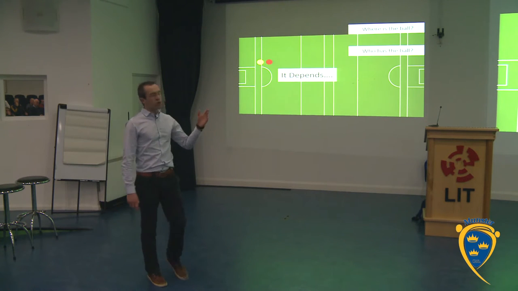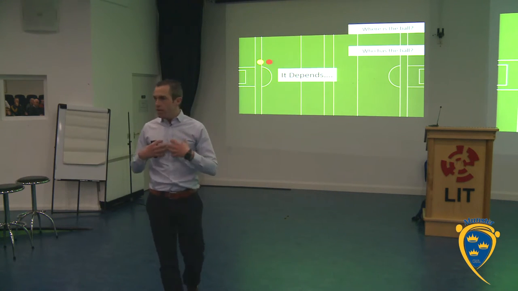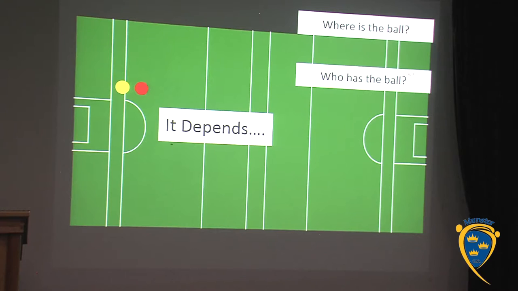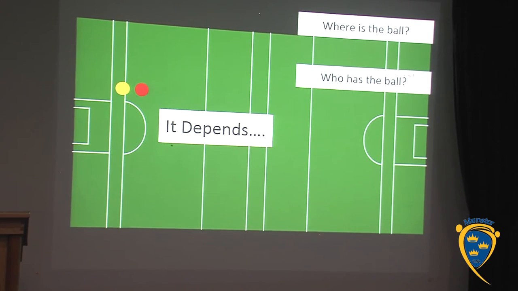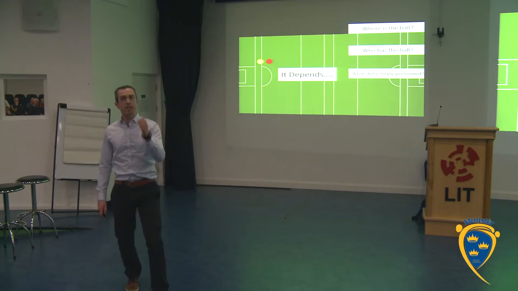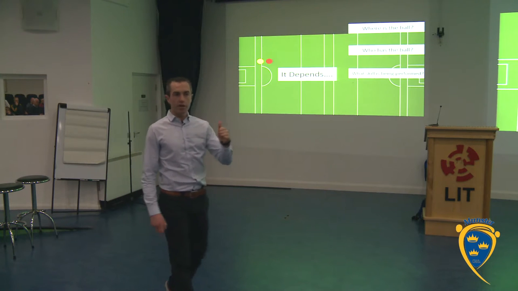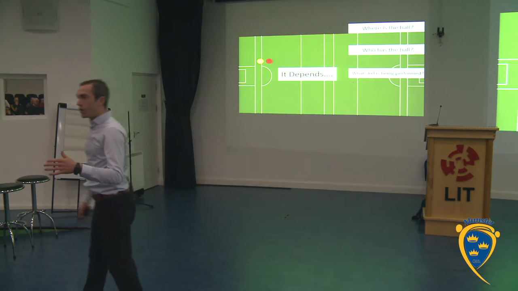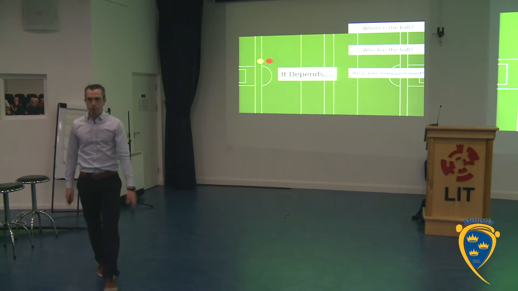It also depends on who has the ball. Has my team the ball or has the opposition the ball? If the opposition have the ball, what skill is going to be performed? Are they soloing? If they're soloing, it's going to take longer to come into my space. If it's just about to be struck by the opposition, it's going to be on top of me very, very quickly. So I need to be in a different position.